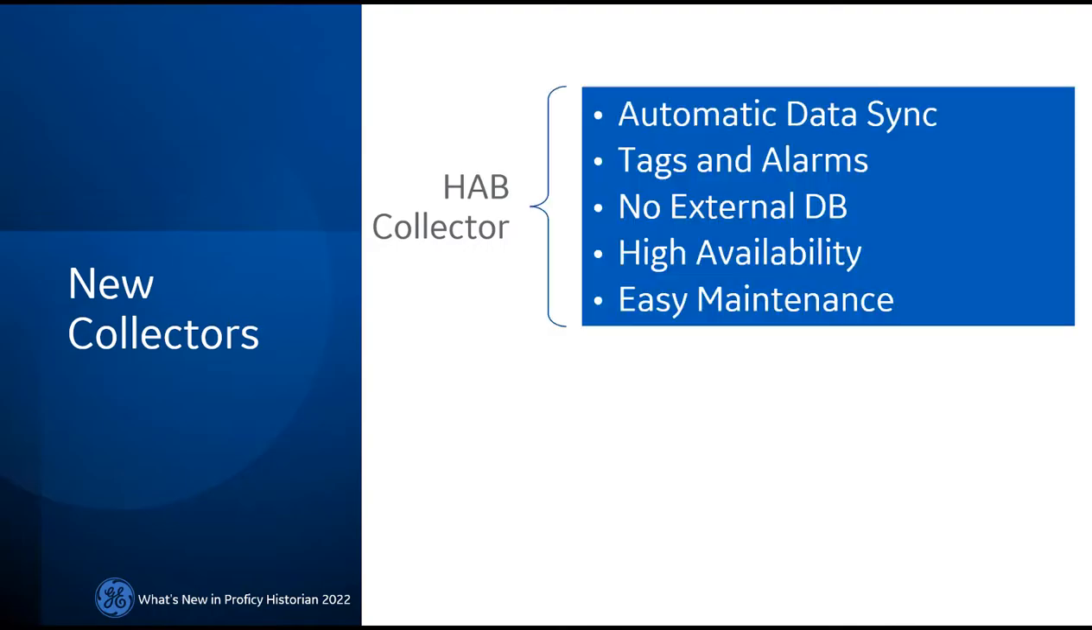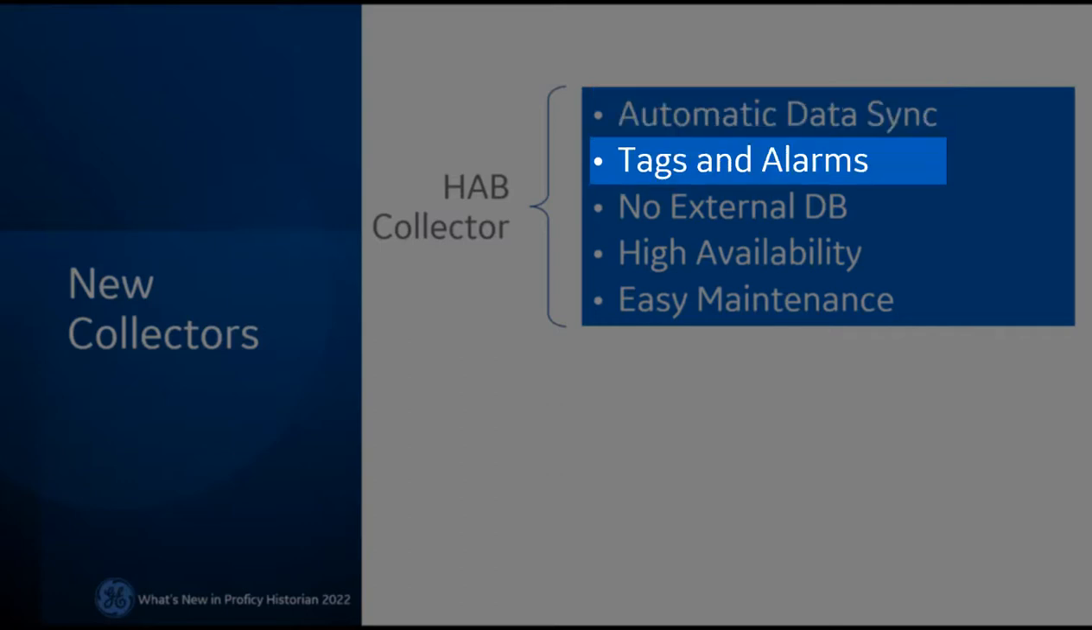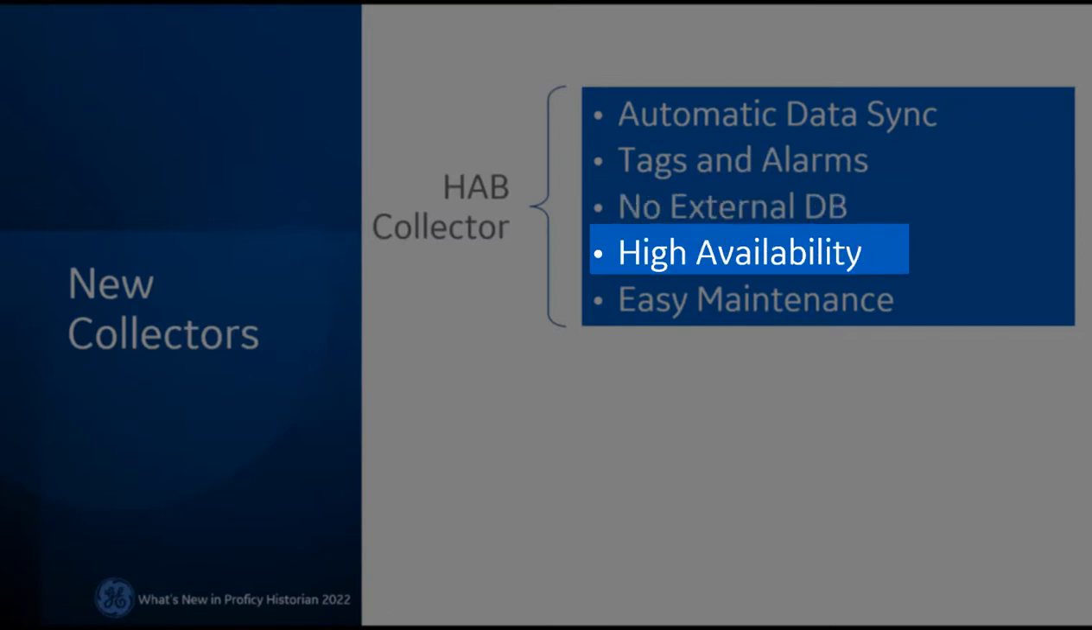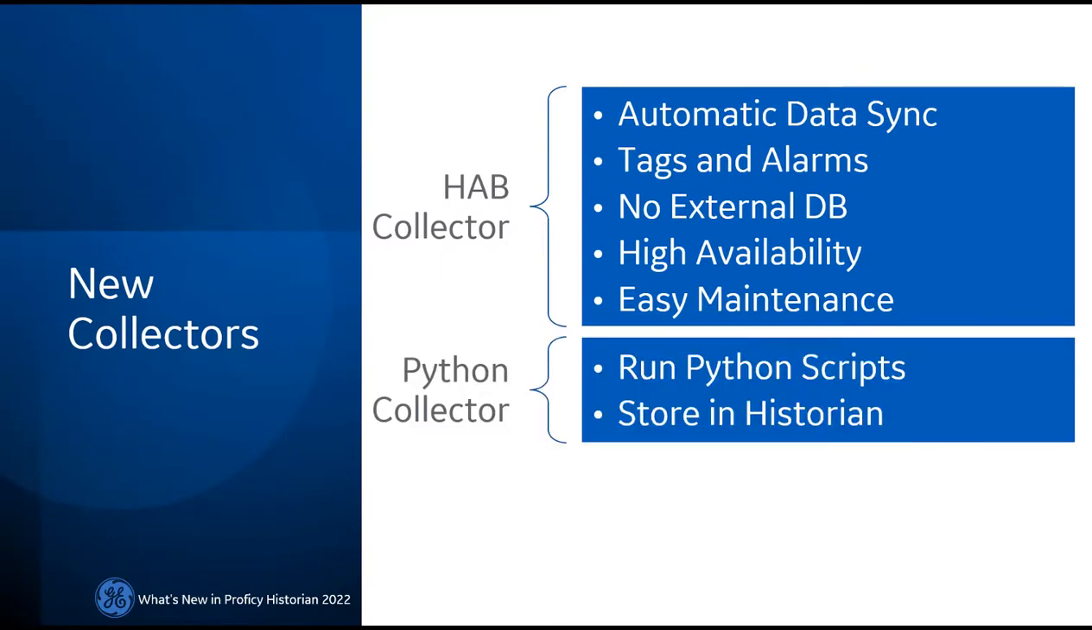New collectors. We have initiated integration with grid applications. For this purpose, the new Hab collector collects data from Habitat and stores in Historian. You can choose to automatically sync data between Habitat and Historian, or you can review and approve changes manually. You can collect data for both tags and alarms. You don't need an external database. The collector also offers high availability and easy data maintenance. The Python collector allows you to run Python scripts and stores the values in Historian tags. You can run multiple scripts simultaneously.